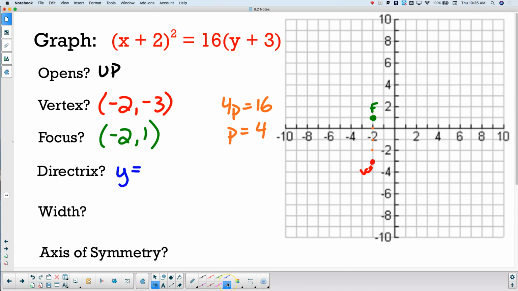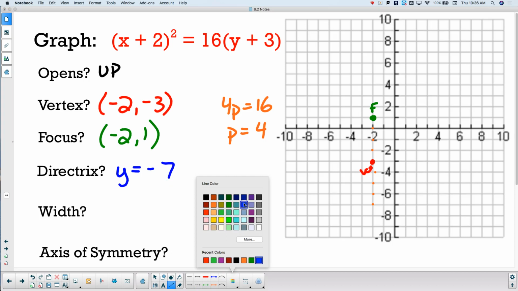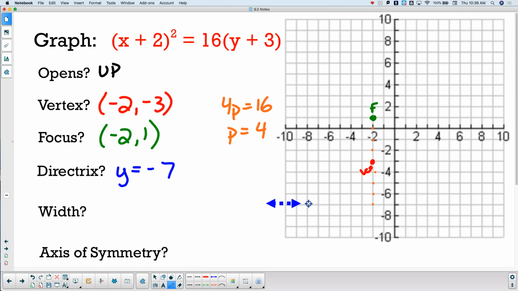Because if I go down 4, right? I go down 4, so this is already at -3, -4, -5, -6. I like -7 instead. Okay?